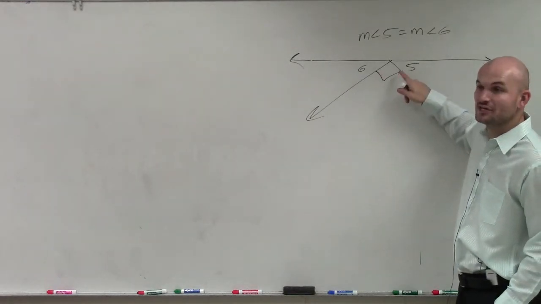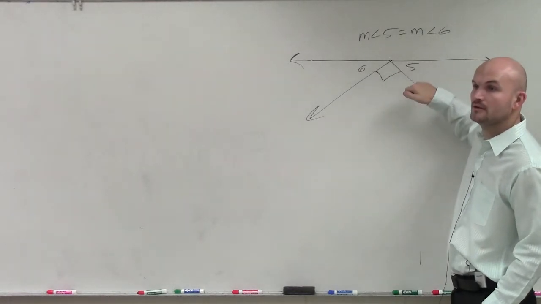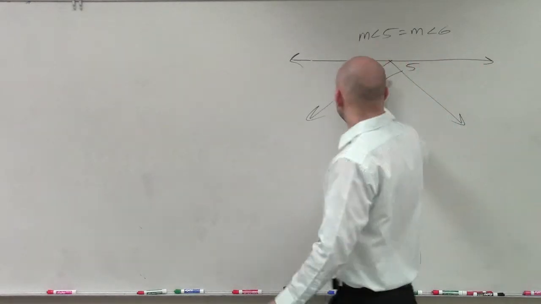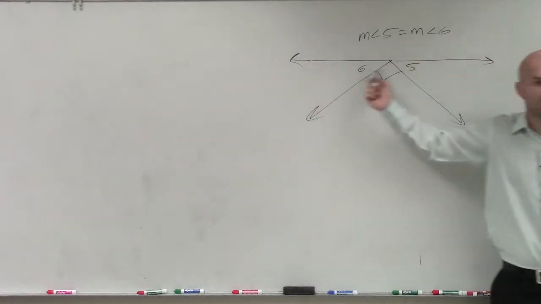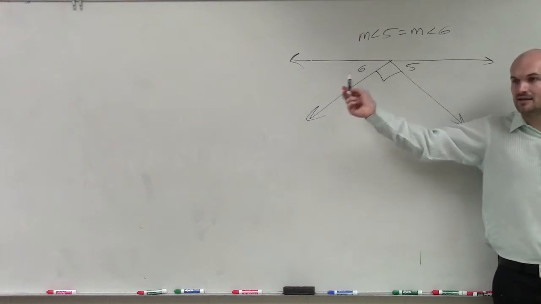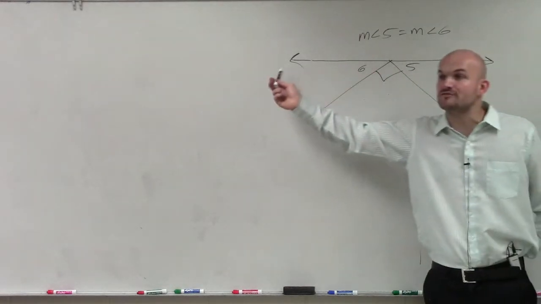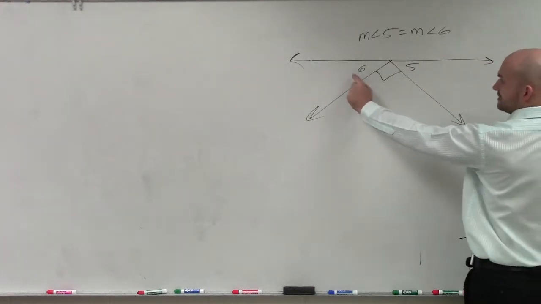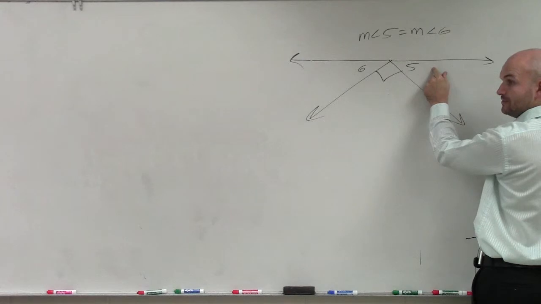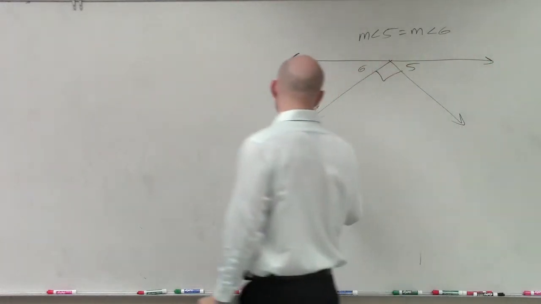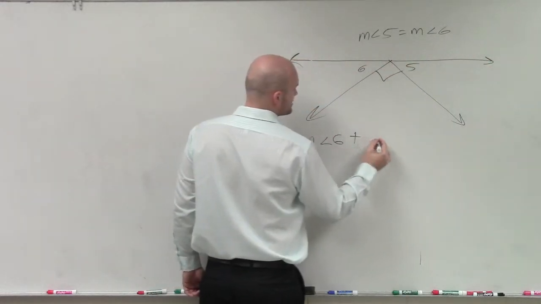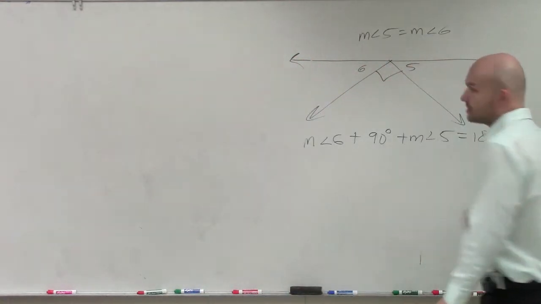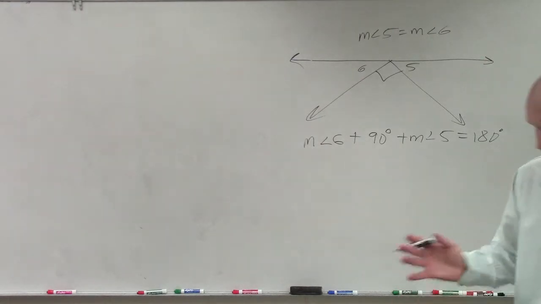When we have this box that tells us the measure of that angle, what is it? 90 degrees, right? So we know that this is 90 degrees. Now, when we have an angle that creates a line, that's called a straight angle, and the measure of a straight angle is 180. So could we say that this plus this angle all add up to 180? So I can say the measure of angle 6 plus 90 degrees plus the measure of angle 5 equals 180 degrees. Would everybody agree with me?